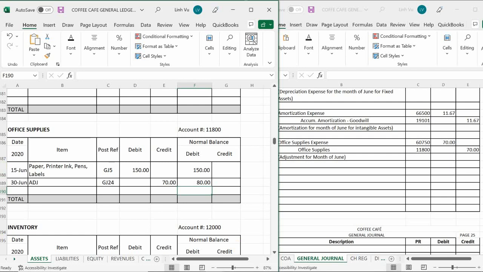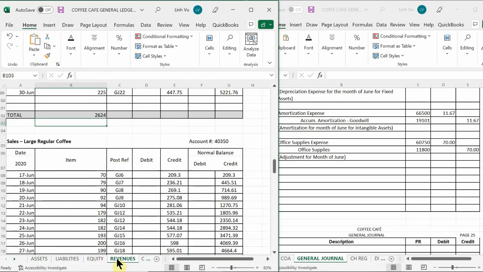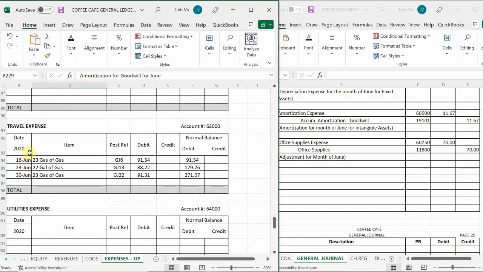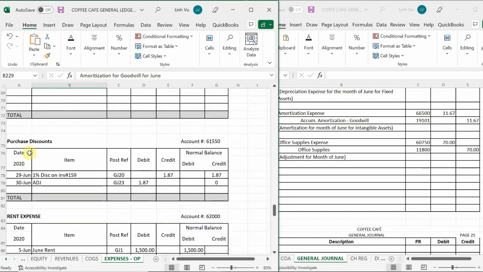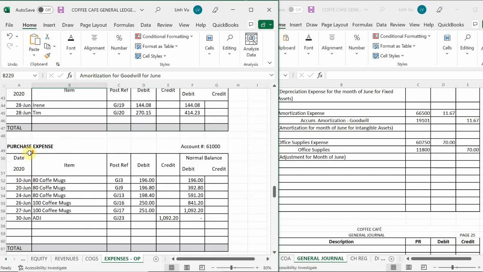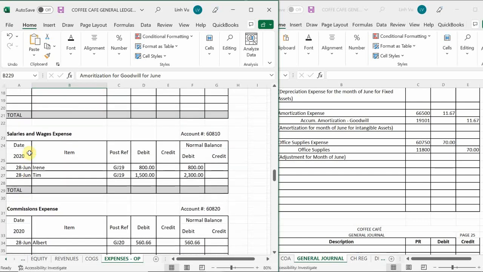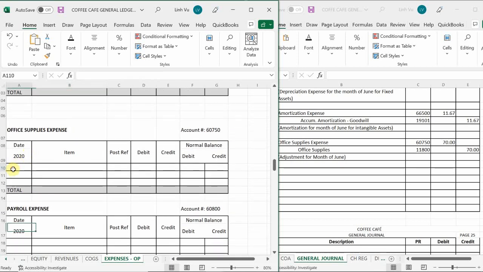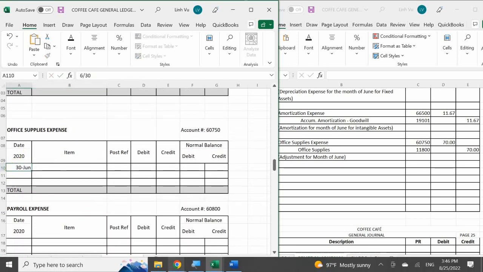And now I need to go to my operating expenses because I need to put in my office supplies expense. So right above purchases, actually above payroll. Okay, here it is, office supplies expense. Adjustment, used office supplies.